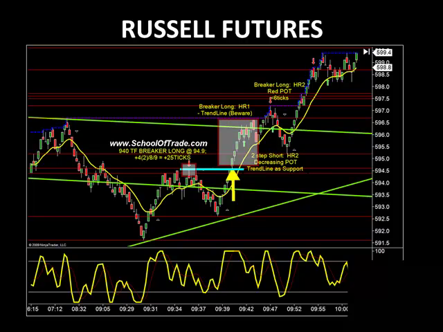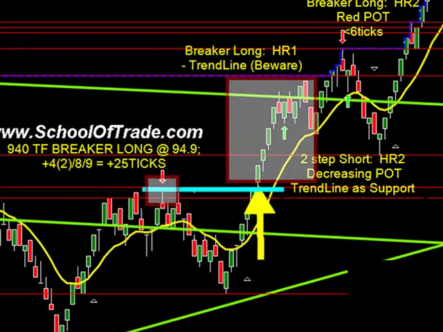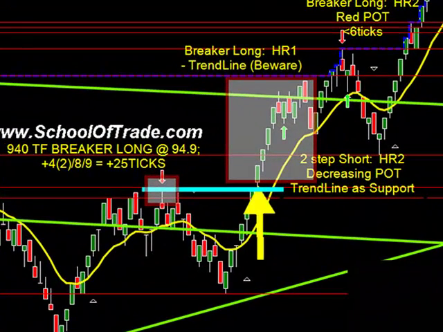First one here in the Russell was at 9:40. This was a breaker long. Entry here was at 94.9. Now you'll see here, guys, we have that blue line, that swing high there, just about 94.6, 94.7. We had to wait to get above that line and confirm the move was happening. We call that follow through, and we got in there at 94.9.